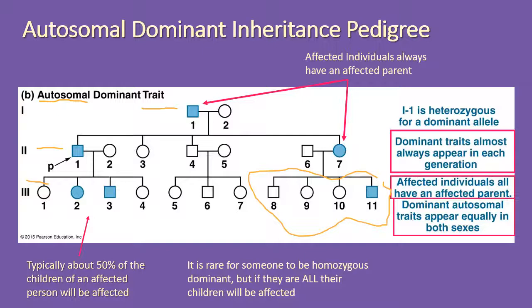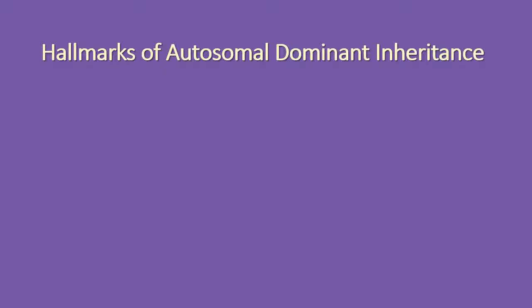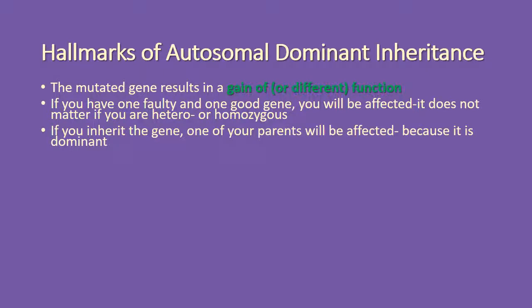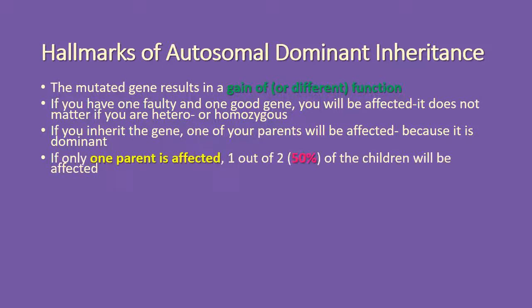And it is very rare for someone to be homozygous dominant. But if they were, then all of their children would be affected. All right, so hallmarks of dominant inheritance. These are gain-of-function mutations. You only have to have one faulty gene to show the trait to be affected. If you inherit the gene, then one of your parents must have been affected as well.